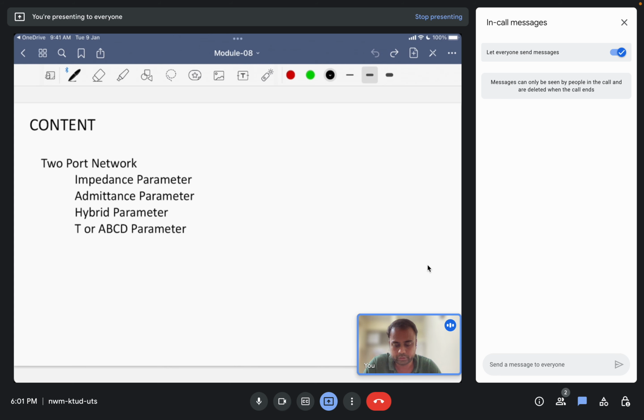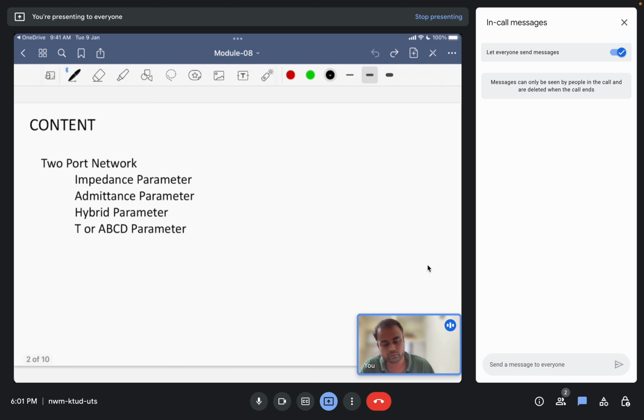In today's session, we'll be looking at different parameters in two-port network theorems. First of all, we'll start with impedance parameter, followed by admittance and hybrid parameter, and finally the transmission or the ABCD parameters. We'll be solving some questions related to all these parameters, and in case you have any doubts, you can ask in the chat box. So let's start with the first one, that is impedance parameter.